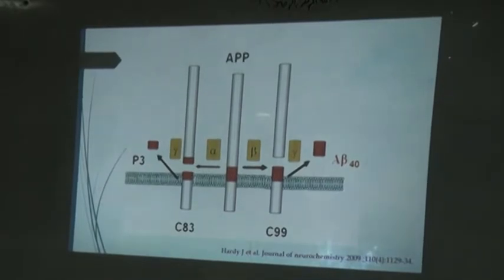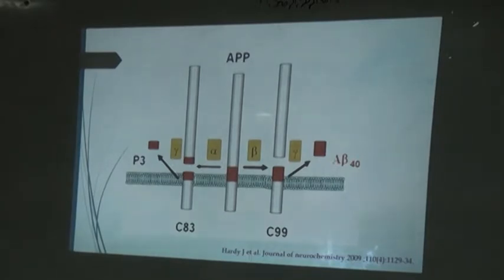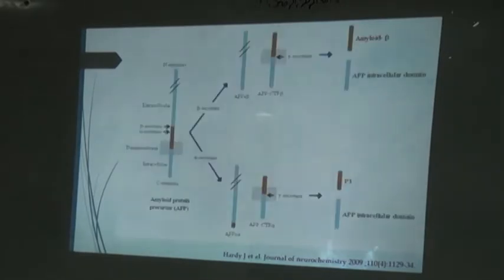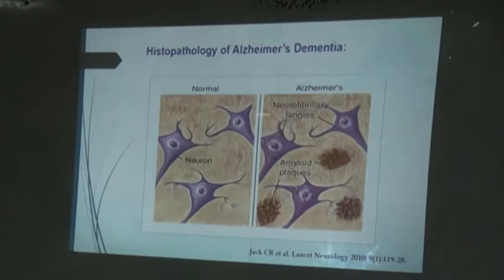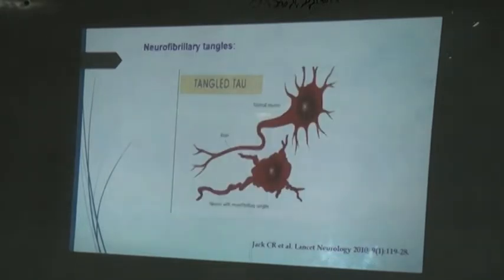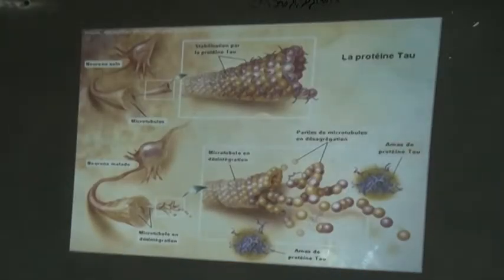In Alzheimer's, it's cleaved by beta secretase followed by gamma secretase, releasing beta amyloid peptide, which has a tendency to aggregate and accumulate as amyloid fibrils, flakes, and deposits. Extracellular amyloid deposits. Here we can see the extracellular beta amyloid flakes.